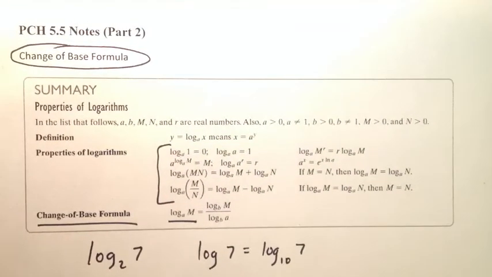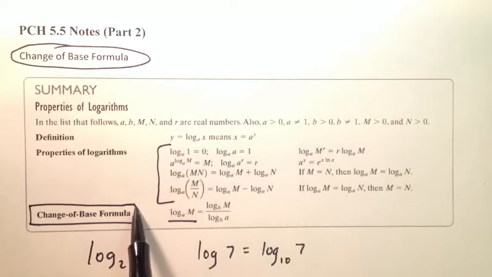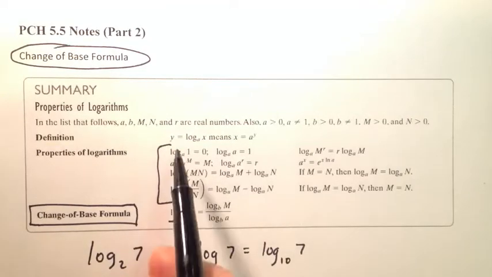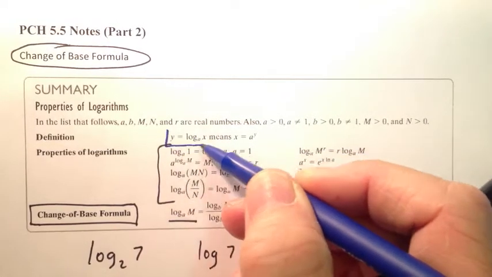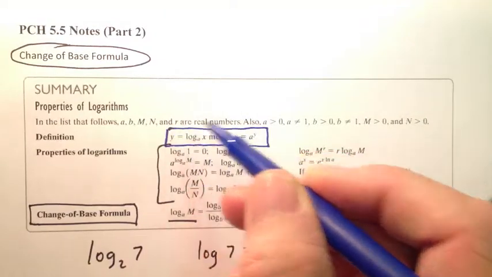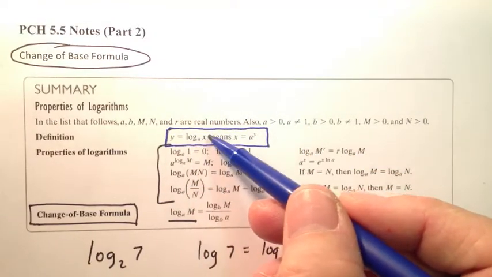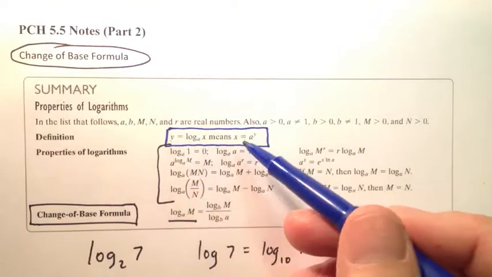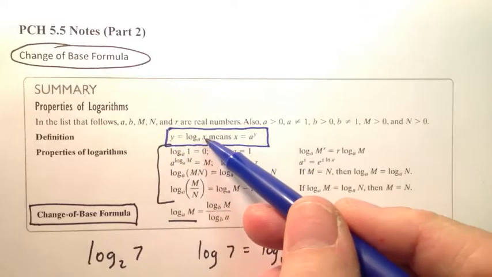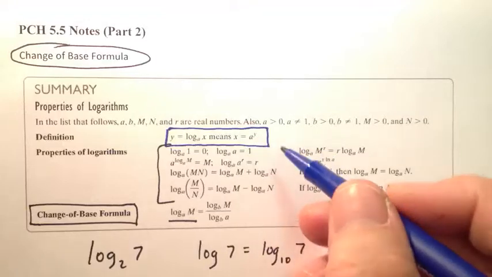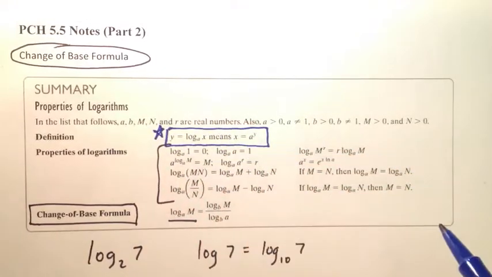Today we're going to focus on the change of base formula right down here at the bottom of our little summary. We've already talked about the properties of logarithms, and we also talked about, which some people have a tough time remembering, that log base a of x equaling y means that the base raised to the y is equal to the argument.